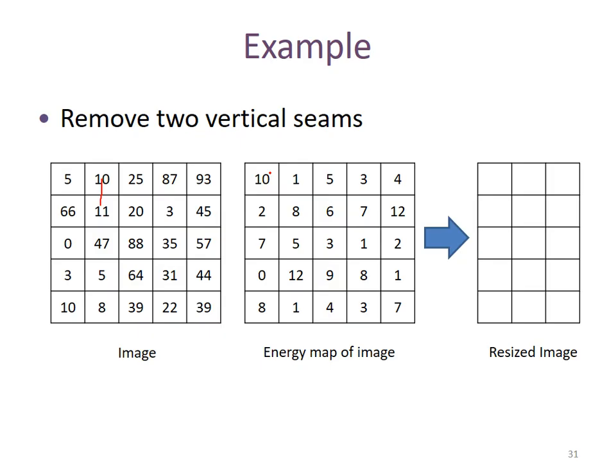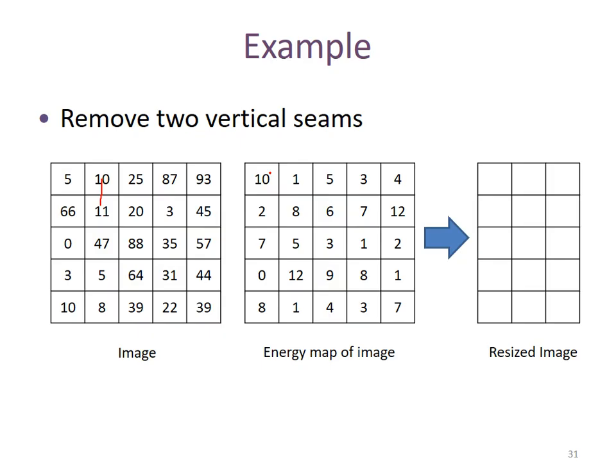Okay, so this is the cumulative results. If this is M of i,j, for the first row we have 10, 1, 5, 3, and 4.